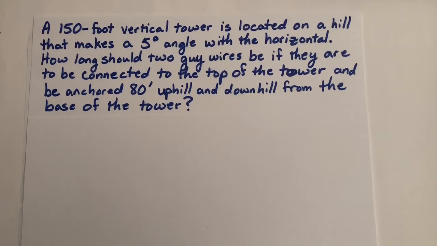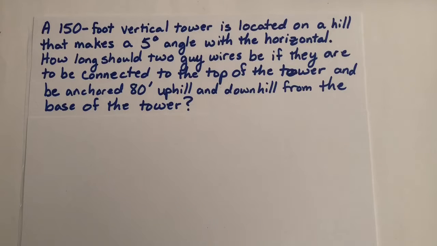Let's solve a word problem using the law of cosines. And here's the word problem we're going to solve. A 50-foot vertical tower is located on a hill that makes a 5-degree angle with the horizontal. How long should two guy wires be if they are to be connected to the top of the tower and be anchored 80 feet uphill and downhill from the base of the tower?